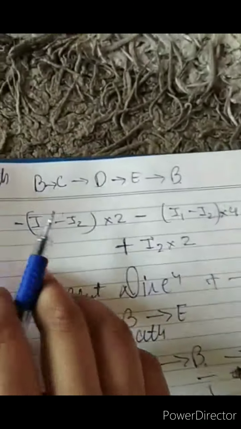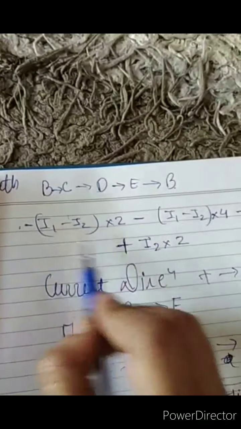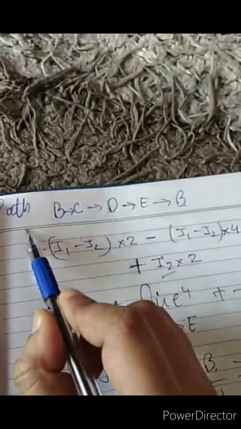So again, the second law says, whatever there may be, rise of potential and there may be drop of potential.